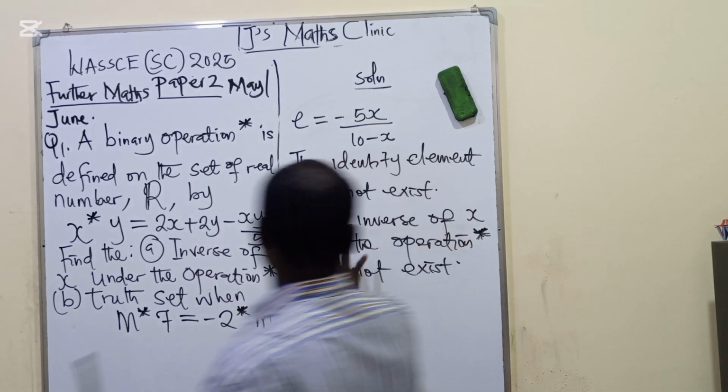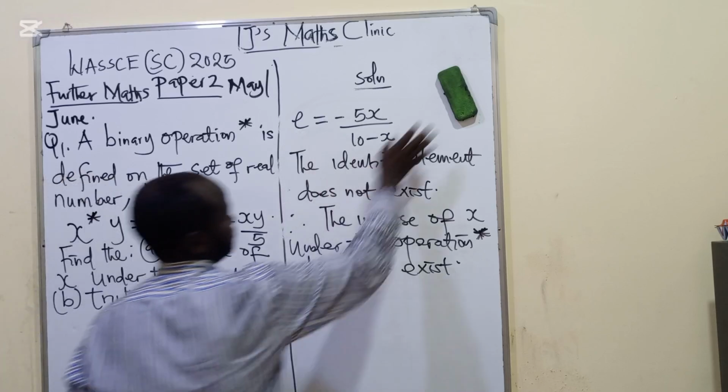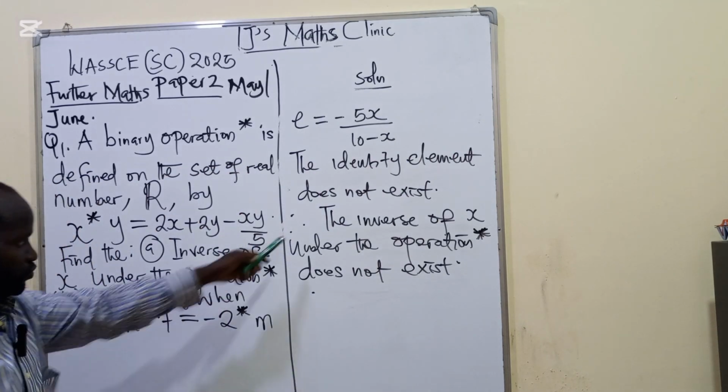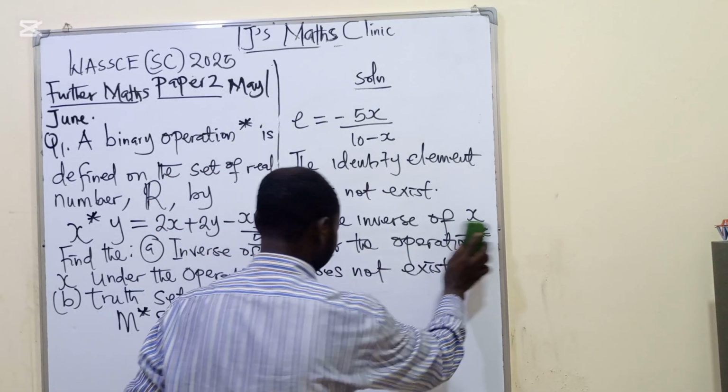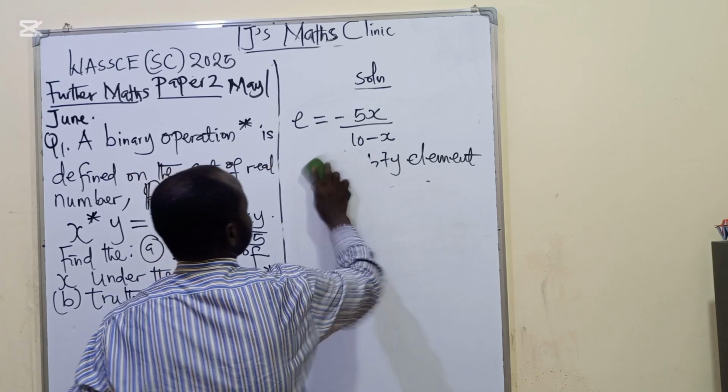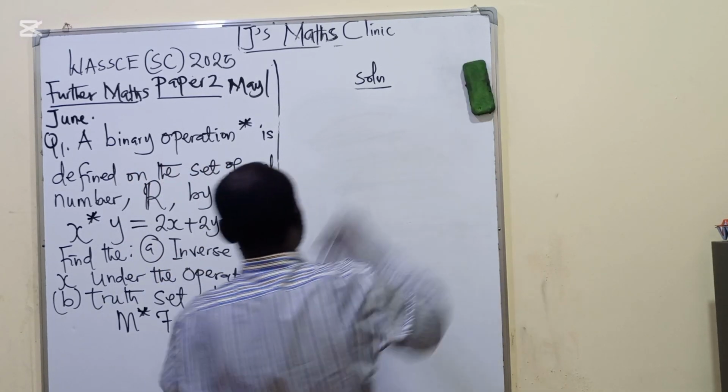Let's move to B. Permit me to clean this. We are through with A. So this will be the conclusion: the inverse of x under the operation D does not exist. So let's move to B quickly. Permit me to clean this side so that we can solve B.